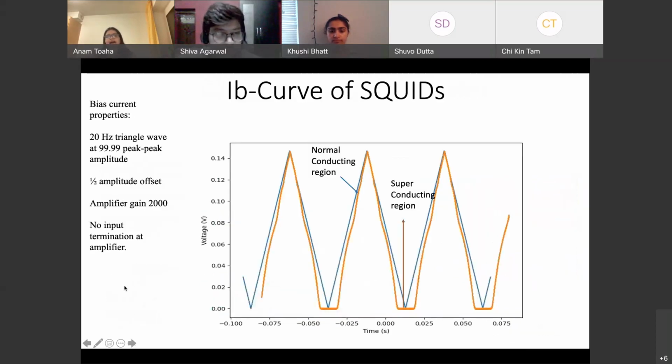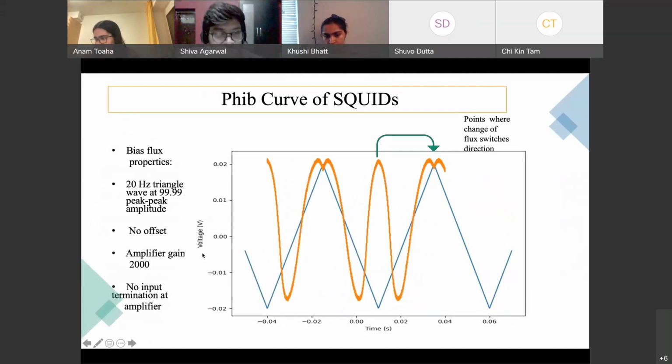Here I have shown the I-V curve of the SQUID. As you can see, there are two curves. The blue curve shows the input and the orange curve shows the output. Below the critical current, there is a superconducting region, which is shown by the flat region. Above the critical current, there is a normal conducting region, which is shown by this sloped region. This is the Phi-B curve of the SQUID. The Phi-B curve of the SQUID is periodic in nature.